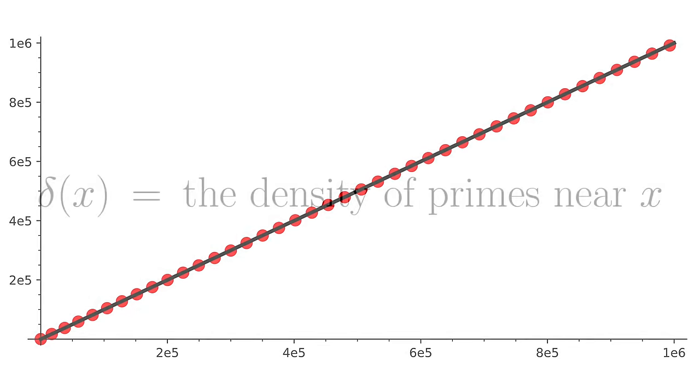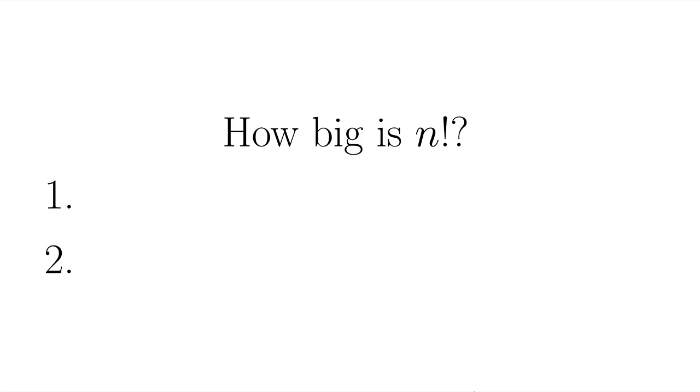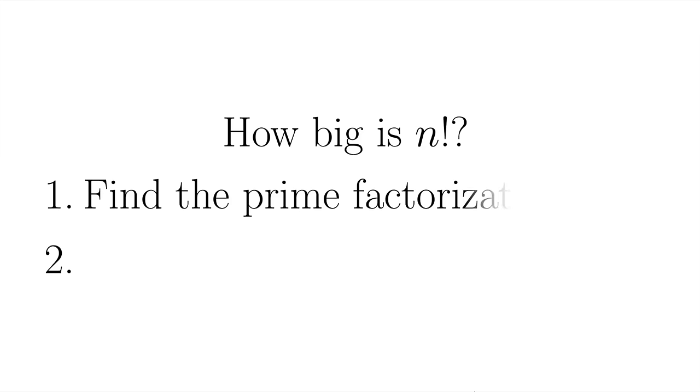So how are we going to get a handle on the density of the primes? The method that we're going to use is that we're going to look at, as you might have guessed from the video title, the factorial. And namely, what I'm going to be interested in is understanding how big n factorial itself is in two different ways. On the one hand, I'm going to factor n factorial. And when I factor n factorial, that's going to give me a relationship between n factorial and the primes.